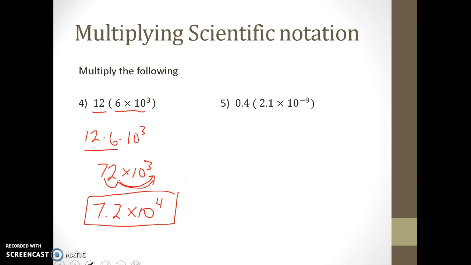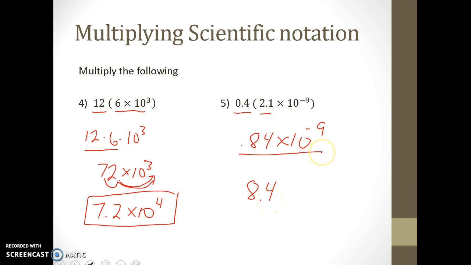I'm going to do the same thing here for number 5. I'm going to multiply the 0.4 and the 2.1. The 0.4 and the 2.1, if I multiply those together, that is going to give me 0.84 times 10 to the negative 9th. And so the decimal is here, but that's not where I want the decimal to be. I want the decimal to be between the 8 and the 4.